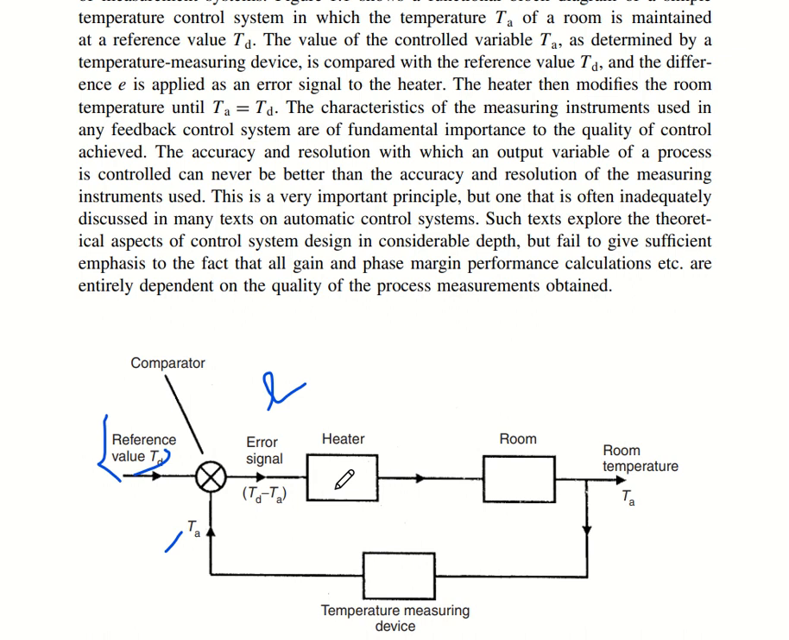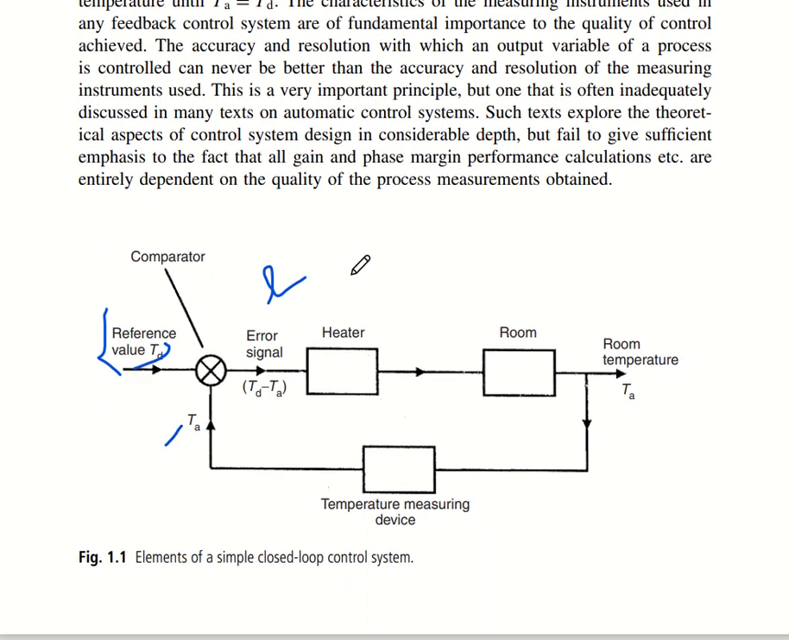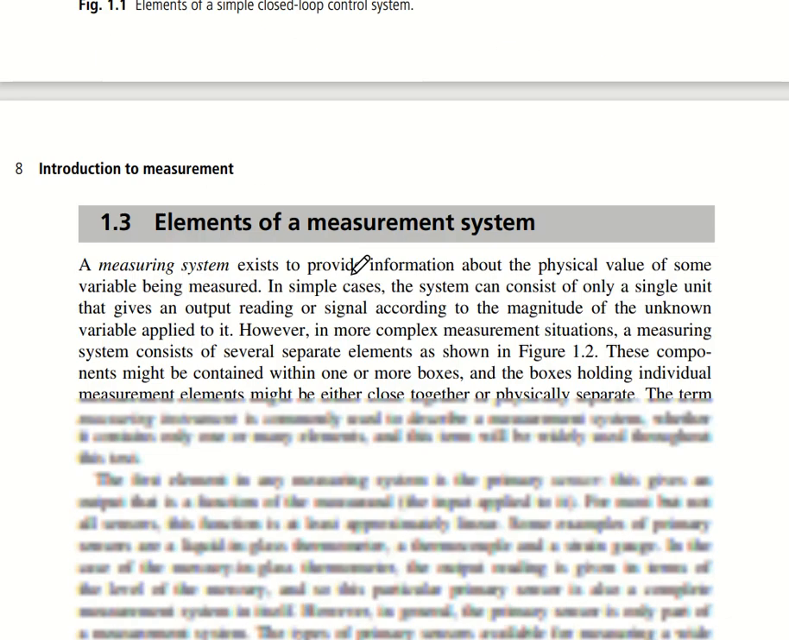And the accuracy and resolution. After that, the heater will modify the room temperature until the value of TA becomes equal to TD. The accuracy and resolution with which the output variable of a process is controlled can never be better than the accuracy and resolution of the measuring instruments used. So it is a very important principle, and often it's not good enough to use in an automatic control system. So we need more refinement, but it gives you a basic idea, right?